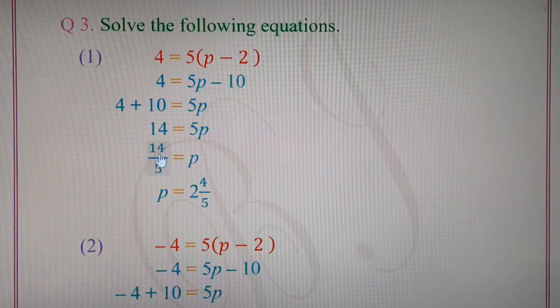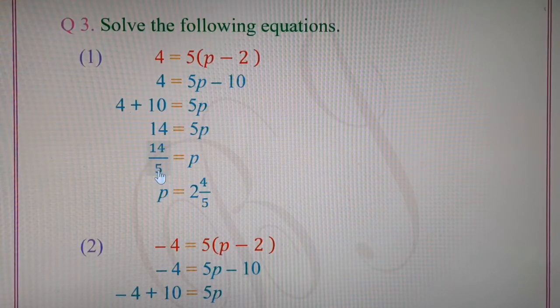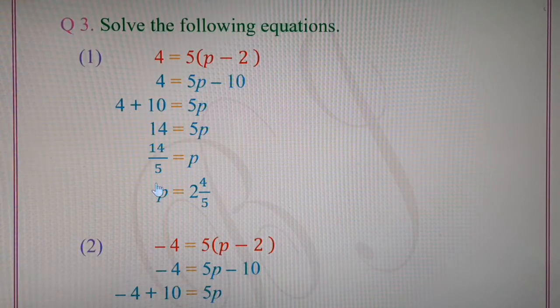This we cannot solve further because in 14 upon 5, the denominator 5 is a prime number, and we cannot reduce or simplify further. Hence we will convert it into a mixed fraction because the numerator is bigger than the denominator. Whenever the numerator is bigger than the denominator, children, we have to remember to convert the fraction into a mixed fraction. 14 upon 5 is an improper fraction because the numerator is bigger than the denominator. An improper fraction should be converted into a mixed fraction while writing the final answer. So here we will get the final answer as 2 integer 4 upon 5. P is equal to 2 integer 4 upon 5.